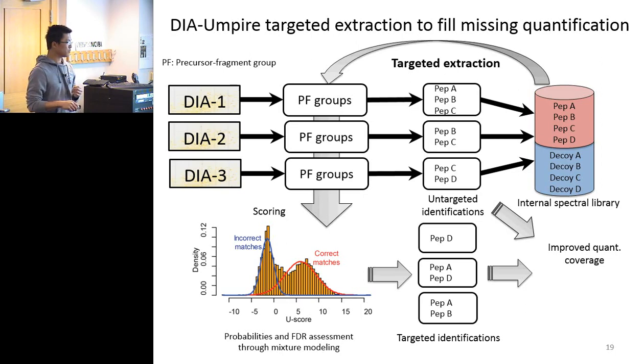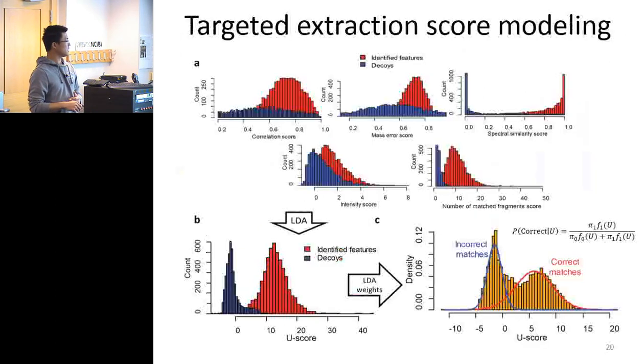So doing this, you can see we can get better coverage for each replicate. So this is the scoring that we do. For one spectrum scored against one pseudo mass spectrum, we can generate different scores.